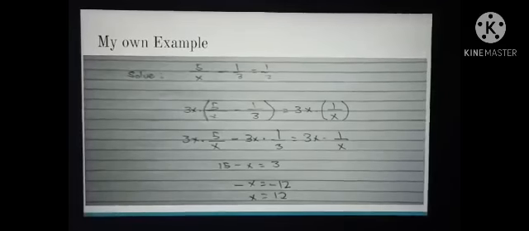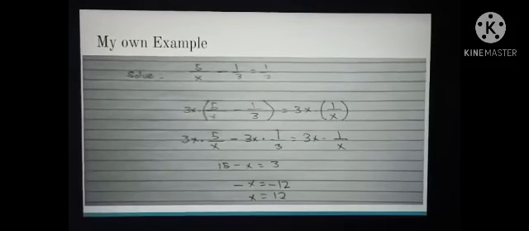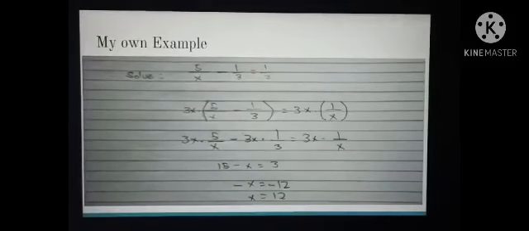The result is 15 minus x equals 3. Then you get negative x equals negative 12. Now the answer is x equals 12.